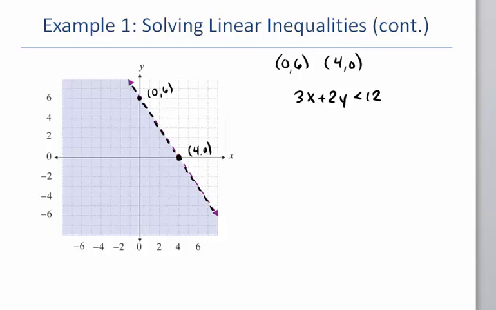I think I'm going to pick 0, 0 because I know that will be a super easy point to plug in. But you want to plug in some point over here or some point over here, not a point on the line, but anything else would be okay. So I'm going to plug in 0 for x and 0 for y.